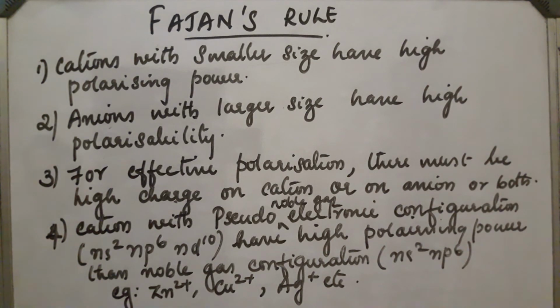So, these are the four important points in Fajan's rule. First, cations with smaller size; anions with larger size; both having high charge; and cations with pseudo noble gas electronic configuration. In all these cases, they have a larger degree of polarization, so the covalent character will be more in such compounds.